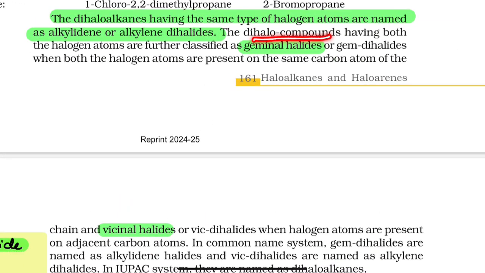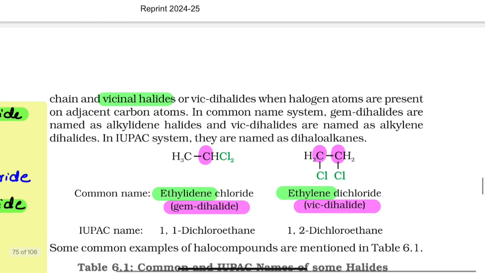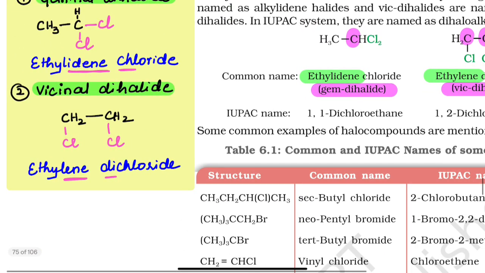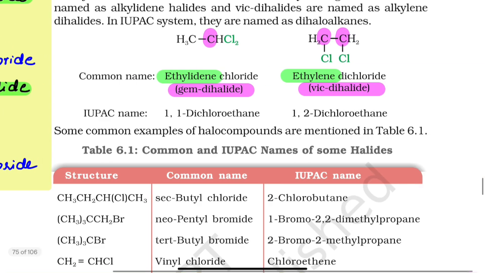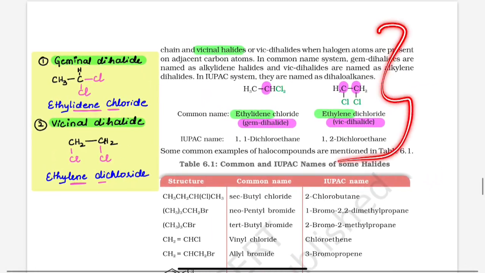The dihalo compounds having both halogen atoms are further classified as geminal dihalide when both the halogen atoms are present on the same carbon atom. Then it is geminal dihalide. Vicinal dihalide is when halogen atoms are present on adjacent carbon atoms. Adjacent carbon atom means next to next carbon atom it should be present. Then it is called vicinal dihalide. So this much you have to learn from this page.